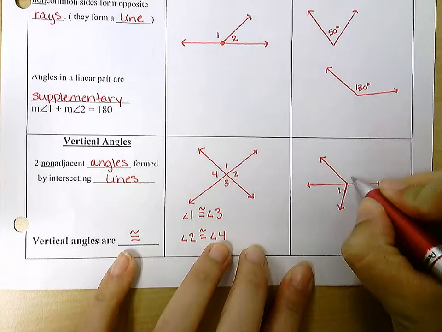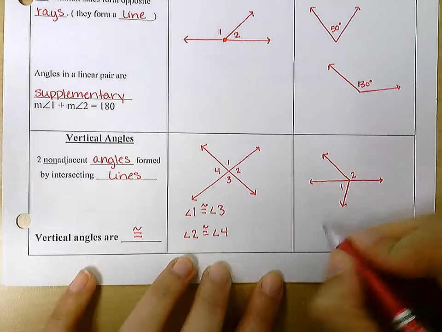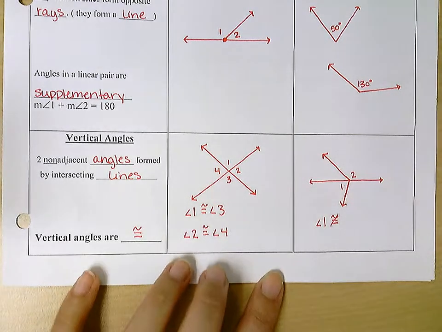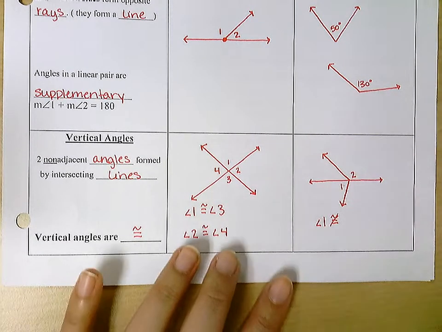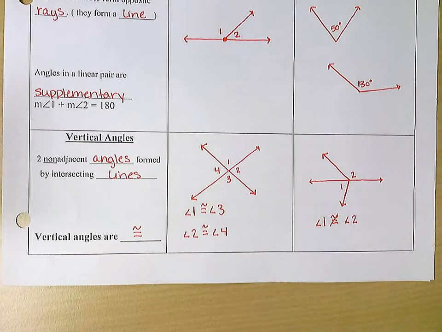Okay, so if I label this 1 and 2, I would say angle 1 is not congruent, so we put a little slash through that congruency symbol, to angle 2. Okay, so they're still across from each other, but they're not equal. They're not congruent to each other because they're not two intersecting lines. Okay, do you see the difference there?